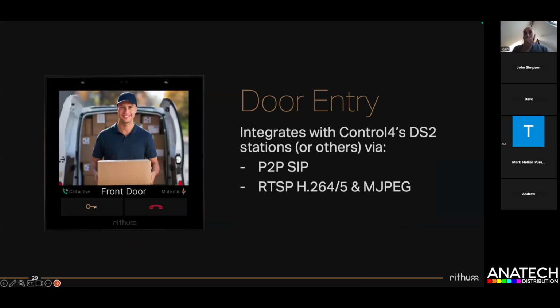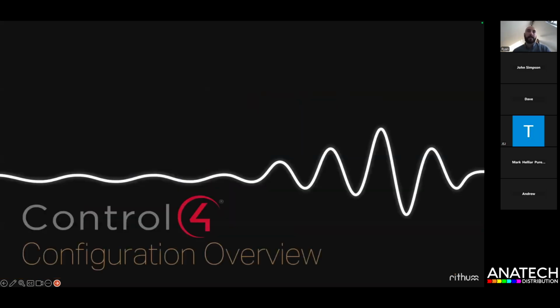The door entry solution does integrate with Control 4's DS2, which is essentially a 2N panel via peer-to-peer SIP and RTSP, or again, you can run that as an integration alongside. So any peer-to-peer SIP panel that supports RTSP as well, any cameras that support RTSP will work. Okay, so that's a general overview of what the integration supports.